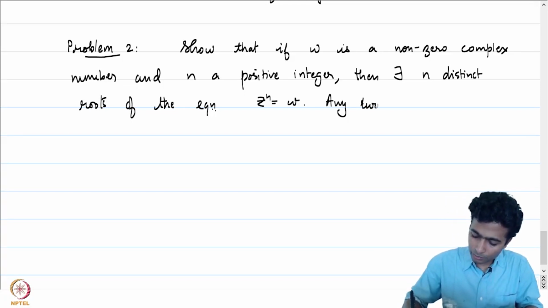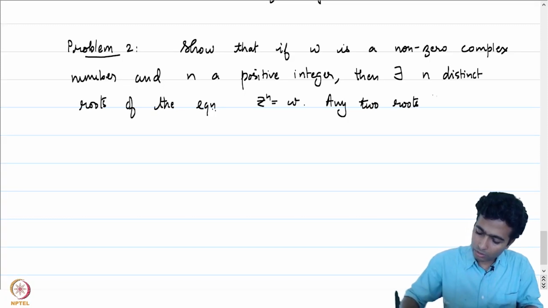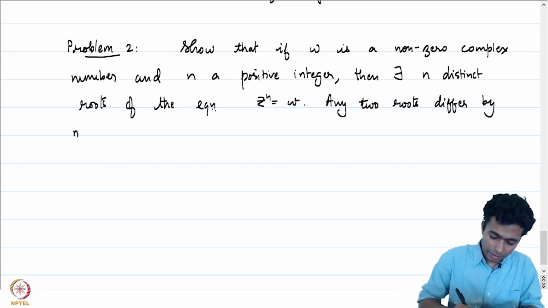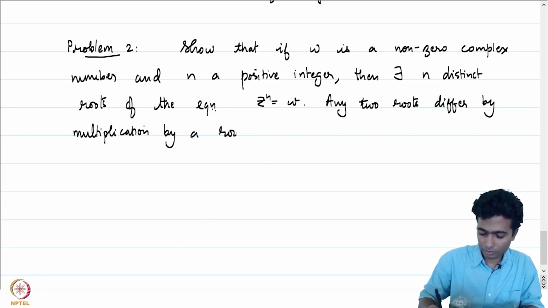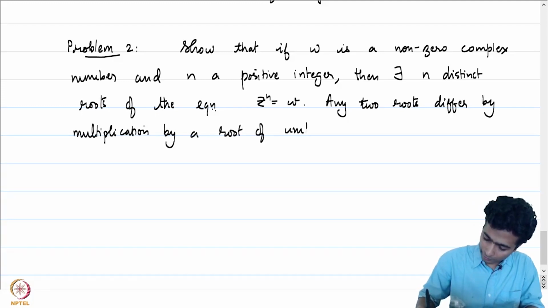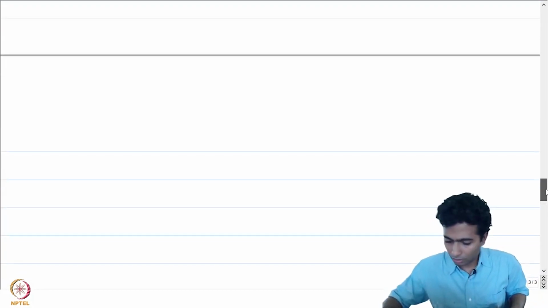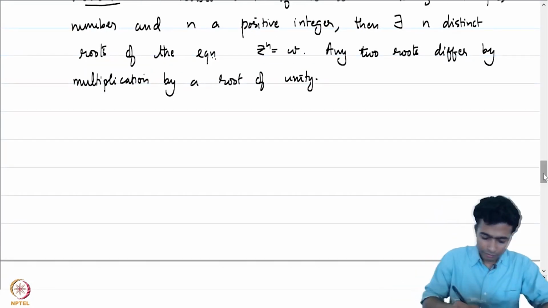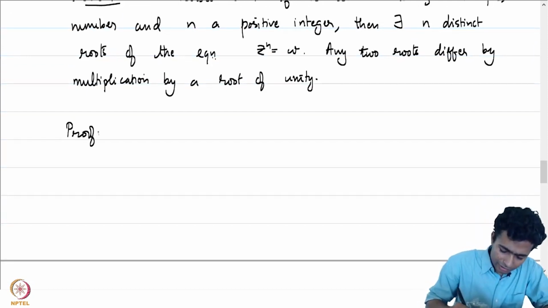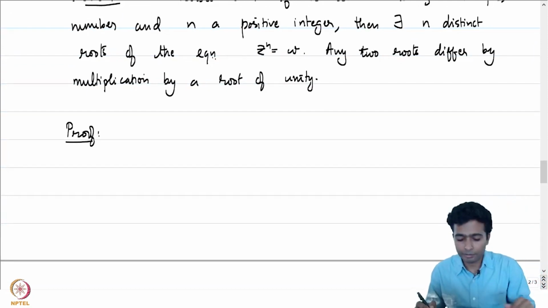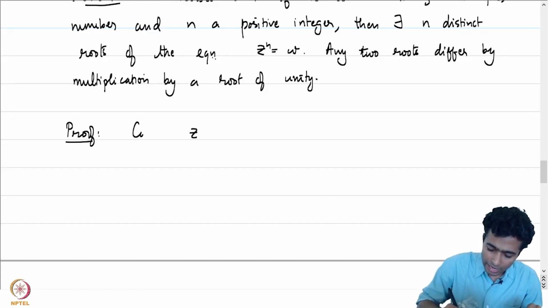Any two roots differ by multiplication by a root of unity. Okay, let's see what happens. I'll just rush through this proof because the idea has already been developed. z to the power n equal to w. This is what we would like to consider.